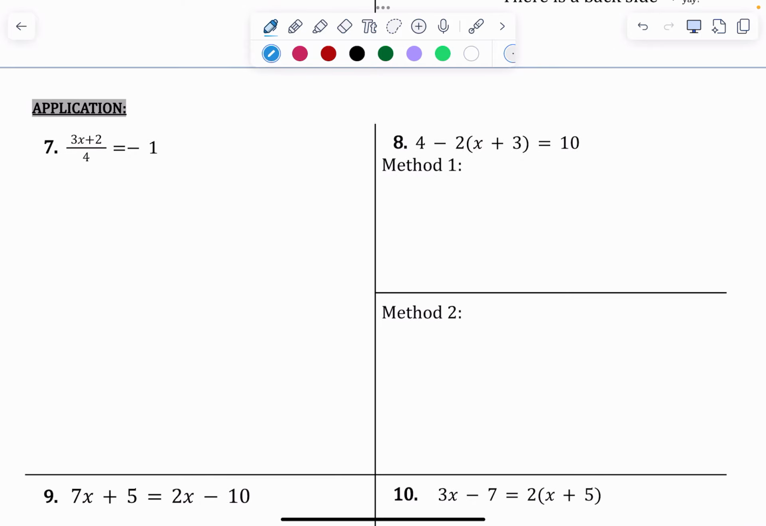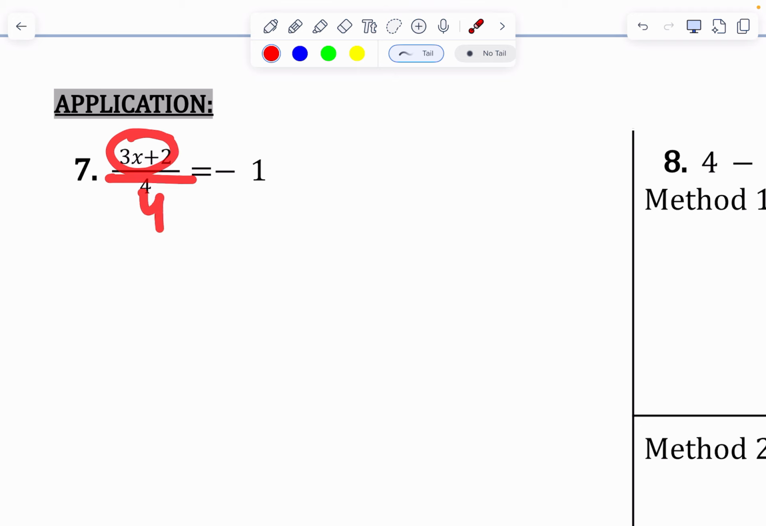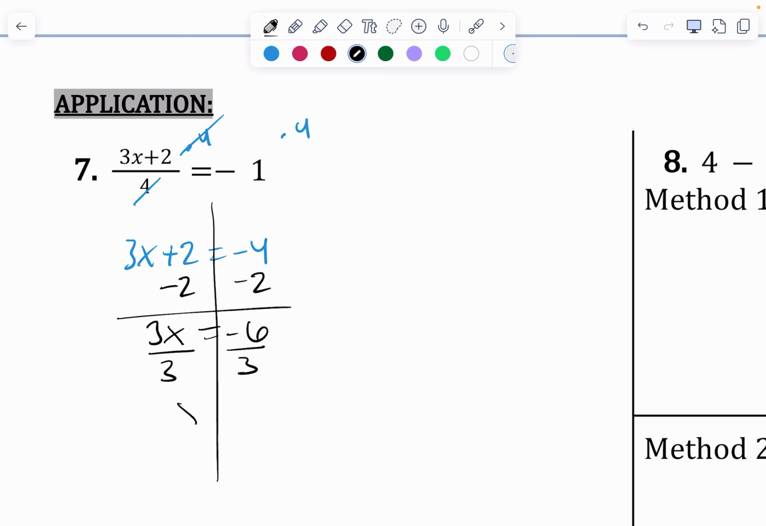The back side. Okay, this is the applications part. For number 7, I have 2 terms being divided by 4. The first thing I want to do is multiply by 4 to both sides. I get 3x plus 2 is equal to negative 4. And then I want to get x by itself by subtracting 2. And I'm left with 3x is equal to negative 6. Divide by 3 and I get x is equal to negative 2.